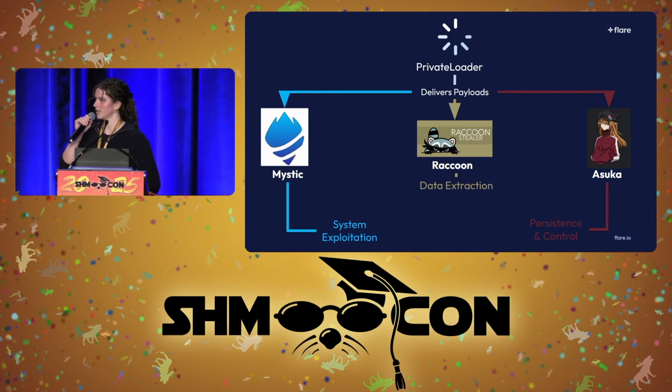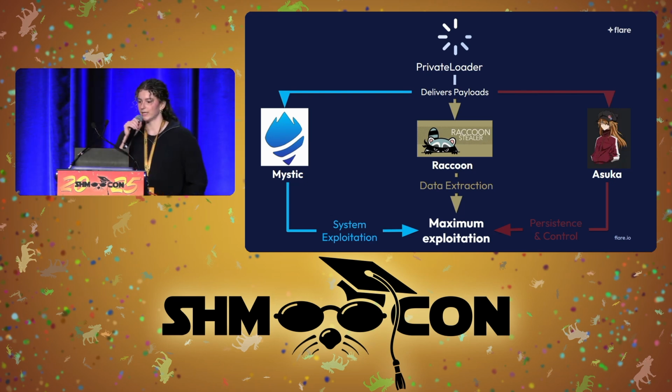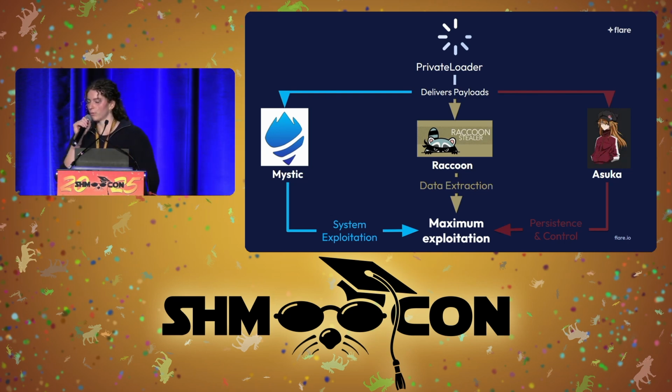And as you can see here, all movements create a very comprehensive malicious ecosystem where each type of malware would build on the capabilities of the previous one in order to maximize exploitation. Here, the loader would be essential for the initial breach, bypassing initial defense, and then deliver multiple waves of malware. Then, multifunctional malware like Mystic would maximize exploitations in various ways. InfoStealer like Raccoon would extract valuable data. And finally, Trojan like Asuka would ensure persistence and stealth.